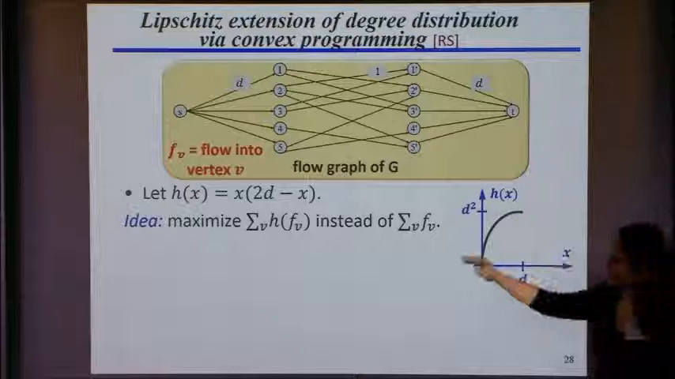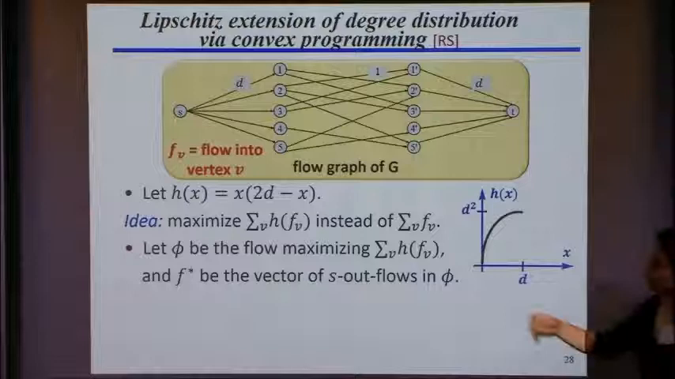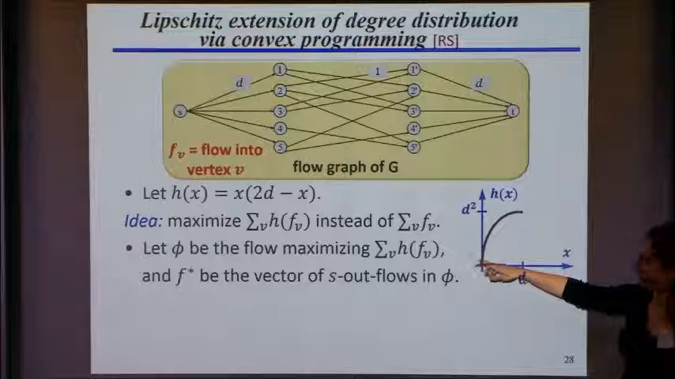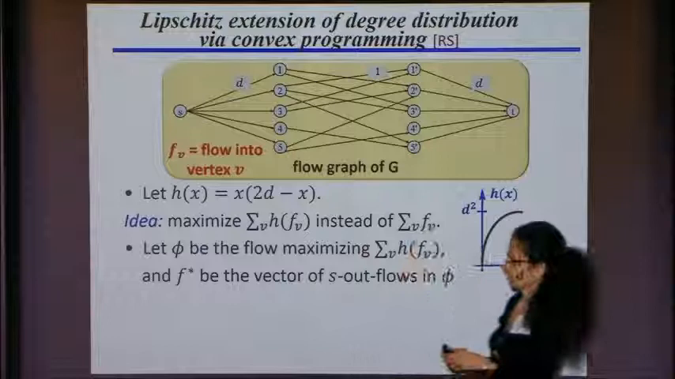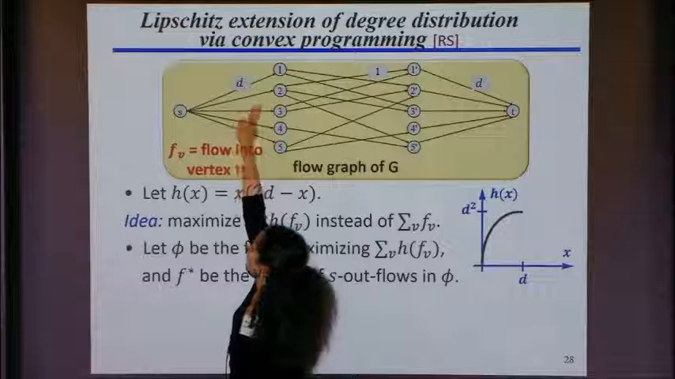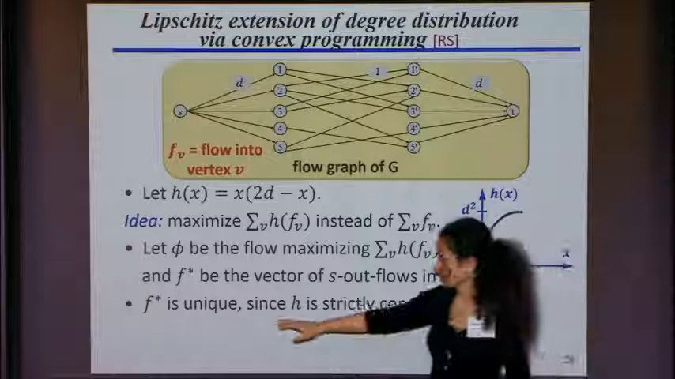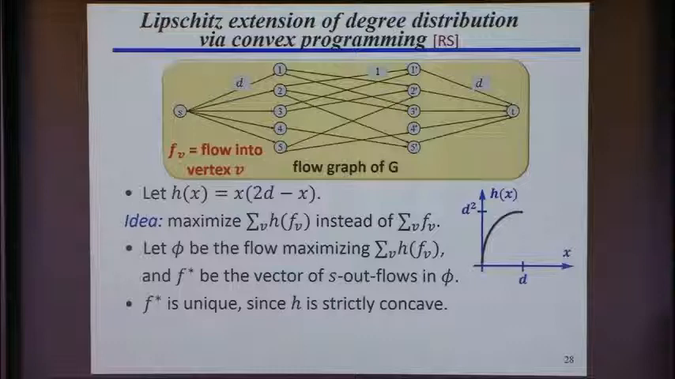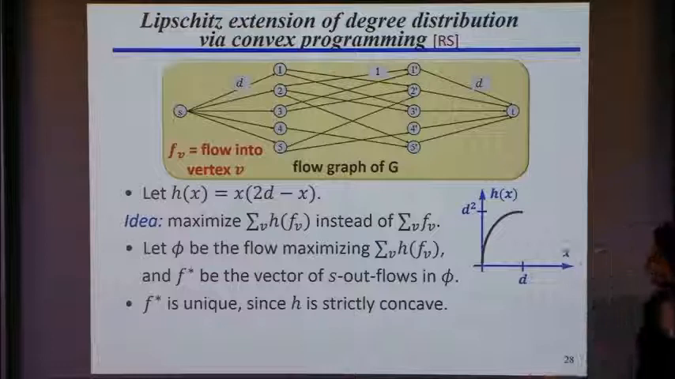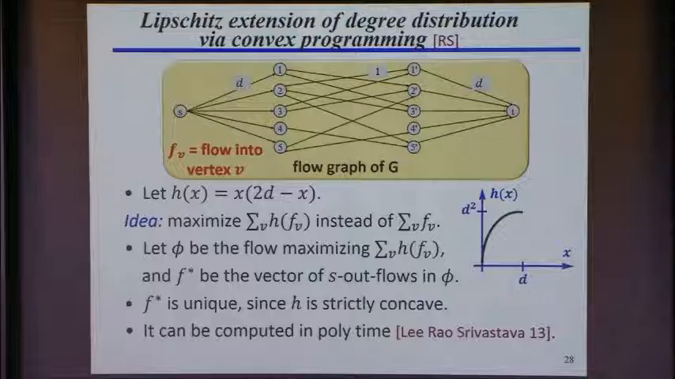Consider the flow which actually maximizes this expression, the sum of this function applied to the flows here. And let f star be the vector that we get here, this out vector of s. This is what we're going to use as a proxy for the degrees of the vertices. Now f star is unique because h is strictly concave. If I get two maximums, then I can just use a linear combination. It has to have a better value. It also can be computed in polynomial time. And thank you to Sasha and Kunal for the up-to-date reference on the best algorithm for this.